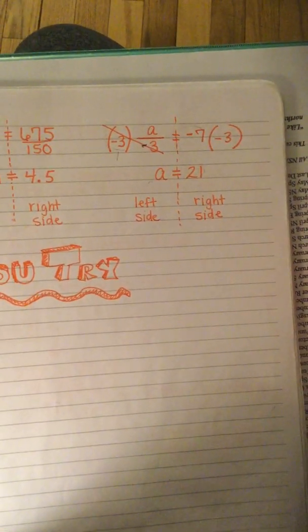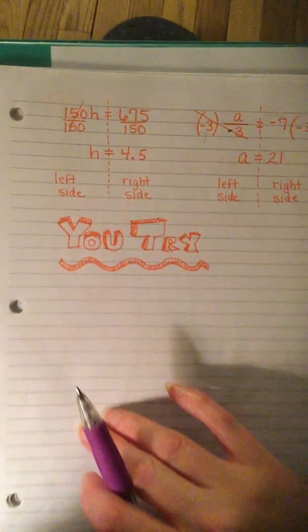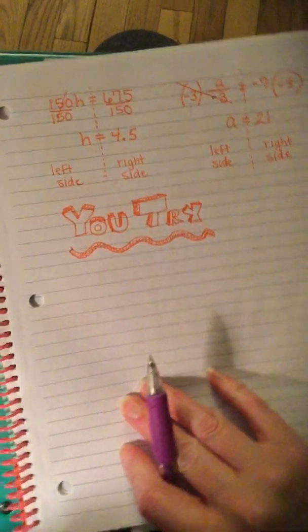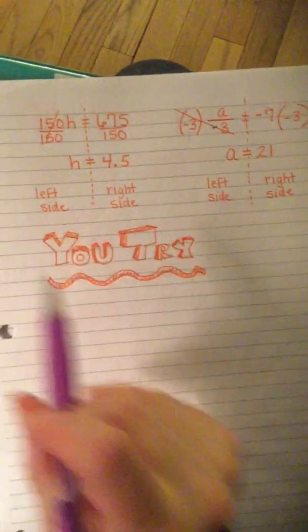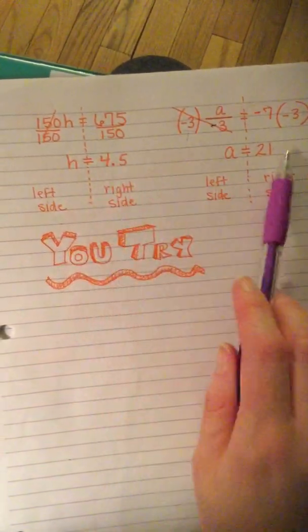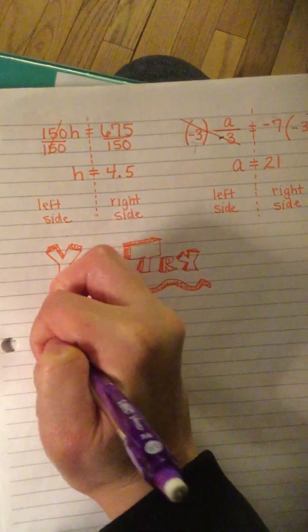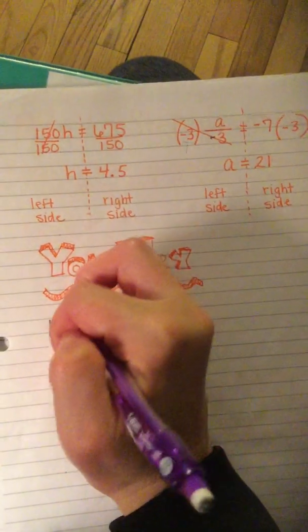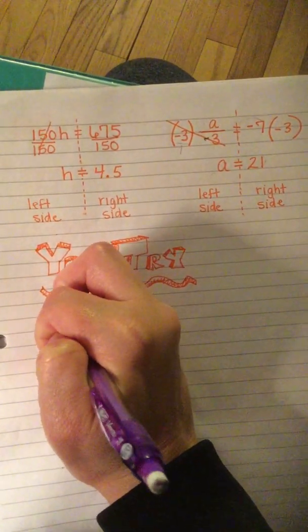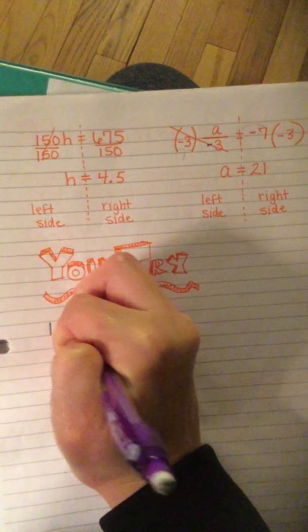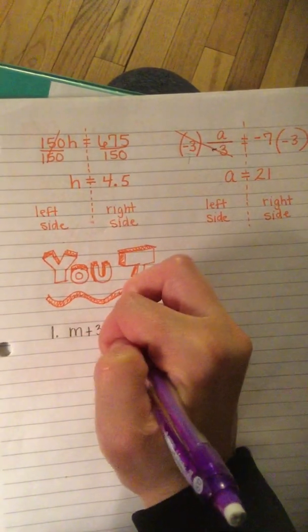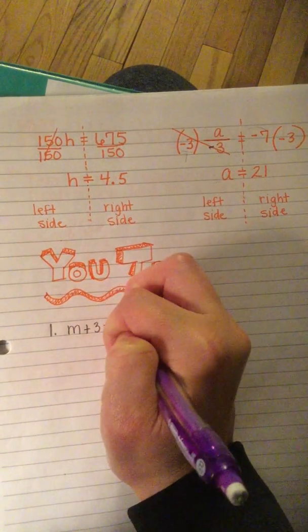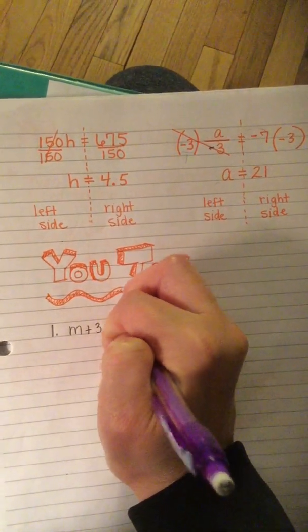So make sure that you have all of these notes written down, okay? And then I'm going to give you 4 problems I want you to try, and you have to show your work, just like we did here. So the first one I want you to try, and you're going to do these right in your notes, is m plus 3 equals -10.